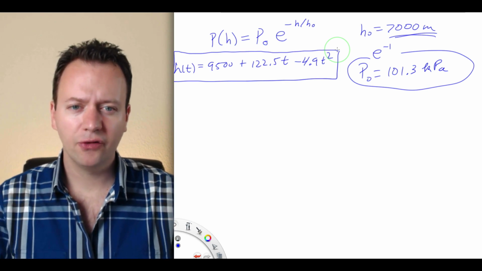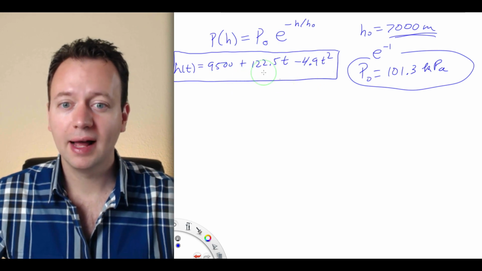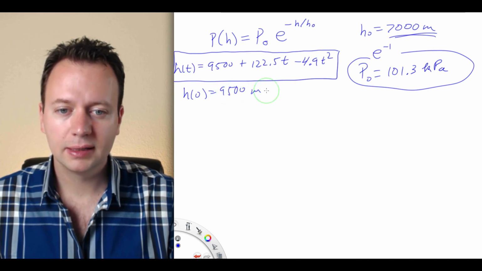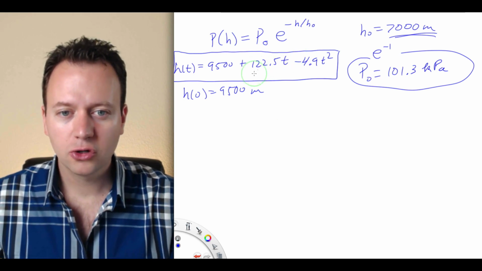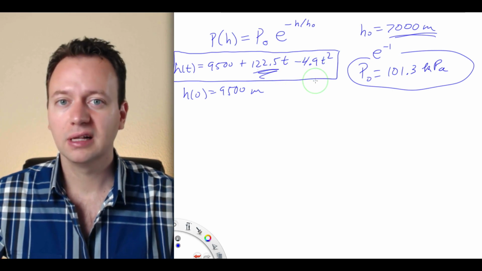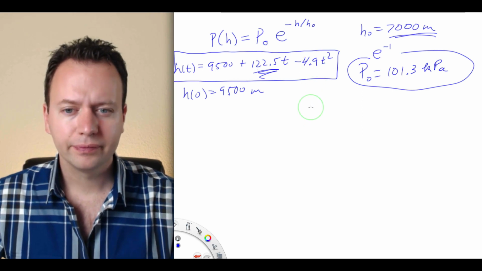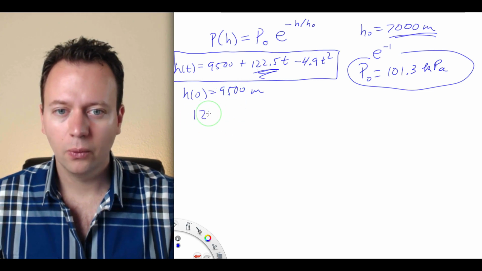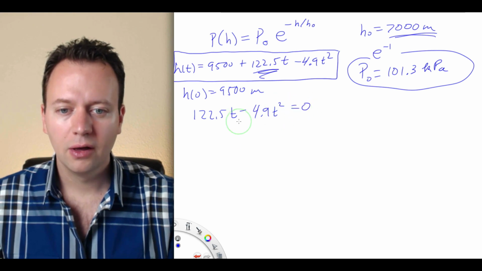And to find out how long this lasts, basically at time 0 we're at an altitude of 9,500 meters. So the question is, at what time will we return to an altitude of 9,500 meters? We have an initial upward velocity of 122.5 meters per second and a downward acceleration of 9.8 meters per second squared, which is divided by 2 for this term. So if we set this equal to 9,500, the 9,500s cancel, and we get 122.5 t minus 4.9 t squared is equal to 0. Factor out a t.